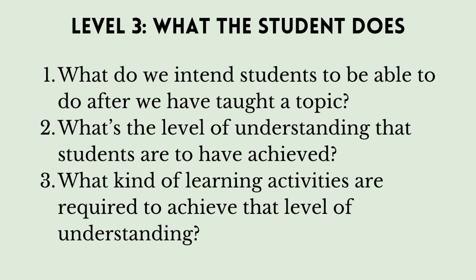The second point is around what it means for the students to understand the content in a way that is stipulated in the learning outcomes. So here we need to be really clear on what that level of understanding is that students are to have achieved by the end of the session, the module, the trimester, the year, etc. The third point is around what kind of learning activities are required to achieve that level of understanding. And so this is about making sure that the learning activities are attuned to helping students achieve that particular level.